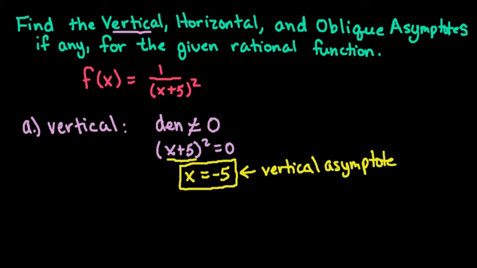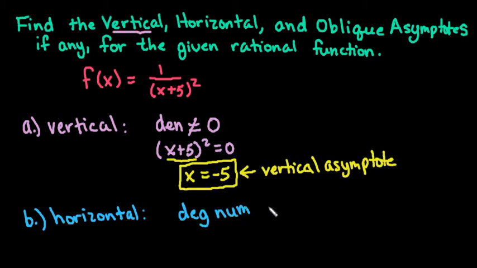So the second one that we want to look at is the horizontal asymptote. With horizontal, a horizontal asymptote occurs if the degree of the numerator is equal to the degree of the denominator. That would mean I would have to have x squared over x squared, which I don't in this case. Or the degree of the numerator has to be less than the degree of the denominator. So that's what we have here. The degree of the numerator is less than the degree of the denominator.